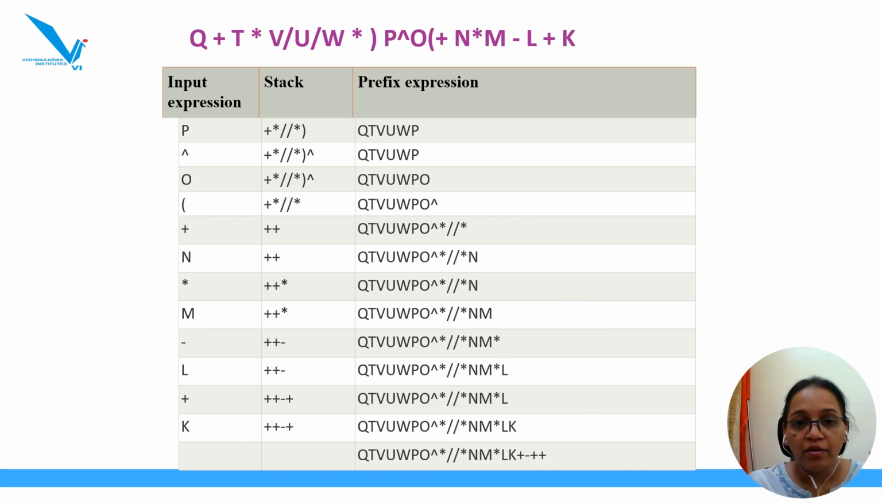Now next, p is coming. P is an operand, directly into the prefix expression. Exponent. Exponent has the higher precedence, compared to multiplication, because we don't compare for the brackets. So exponent has higher precedence than multiplication, directly push. Then o is coming. O will be directly given to the prefix.